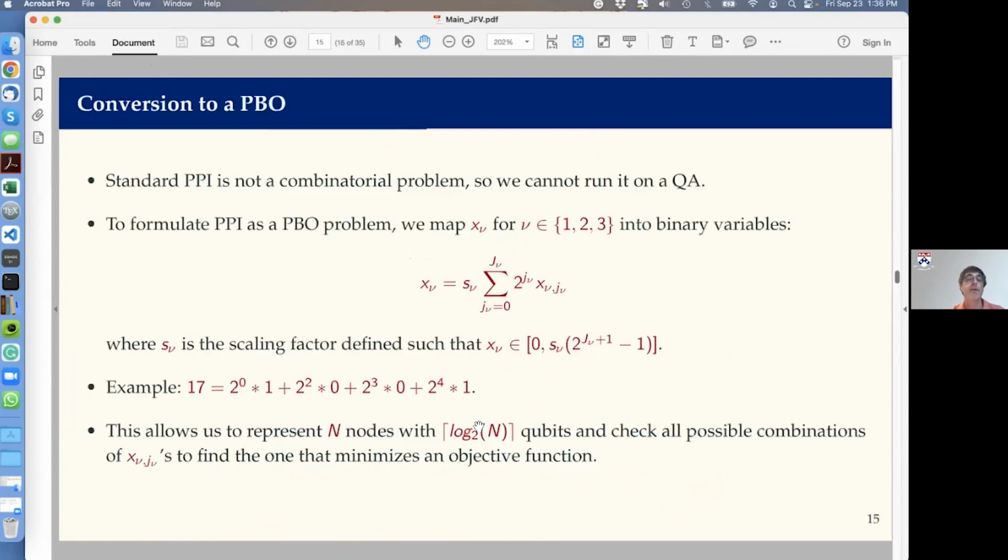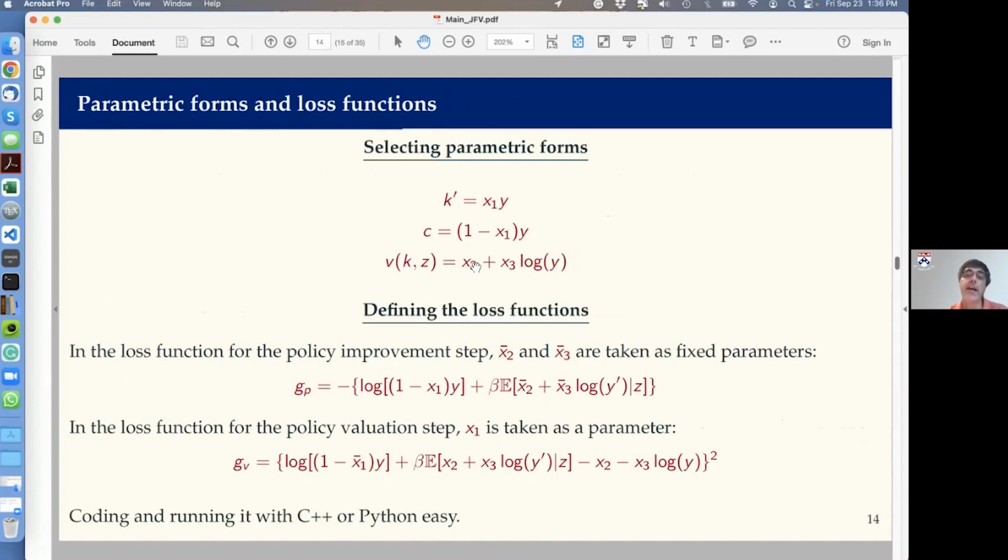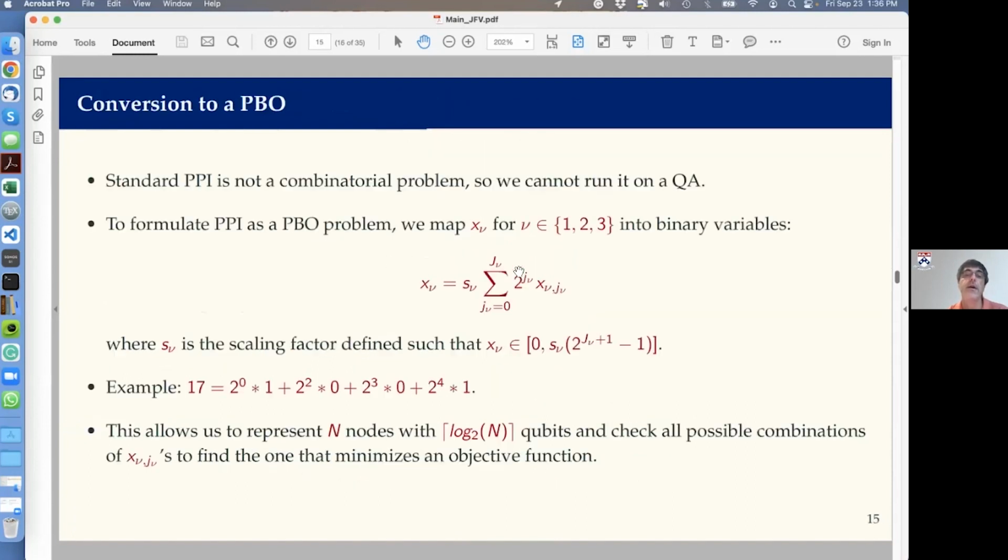Very good. The problem is, you cannot take this standard PPI to the quantum annealer because it is not a combinatorial problem. What we need to do is reformulate it, as I mentioned before, as a pseudo-Boolean problem. Remember that this depends on our ability to find x1, x2, and x3. Well, I'm going to map the x1, x2, and x3 into binary variables. How do I do this?